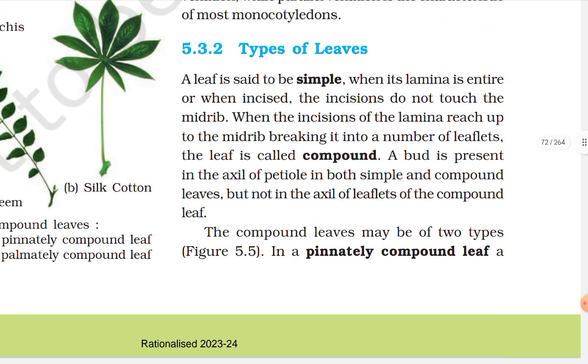Types of leaves: a leaf is said to be simple when its lamina is entire, or when the incisions do not touch the midrib. When the incisions of the lamina reach up to the midrib, breaking it into a number of leaflets, the leaf is called compound. A bud is present in the axil of the petiole in both simple and compound leaves, but not in the axil of the leaflets of a compound leaf.